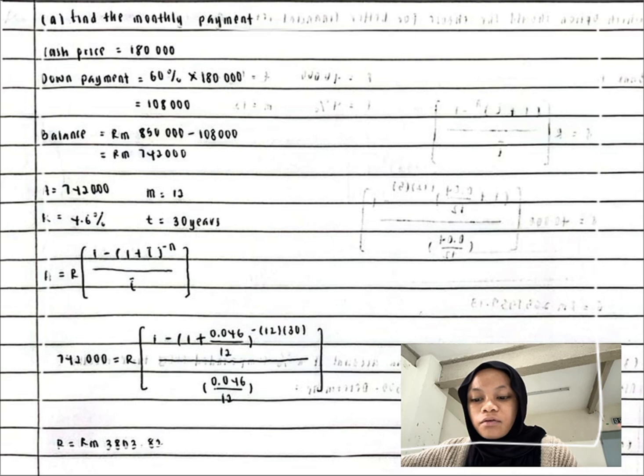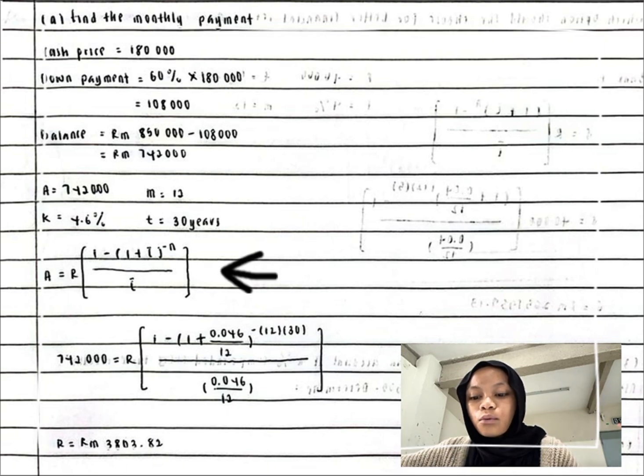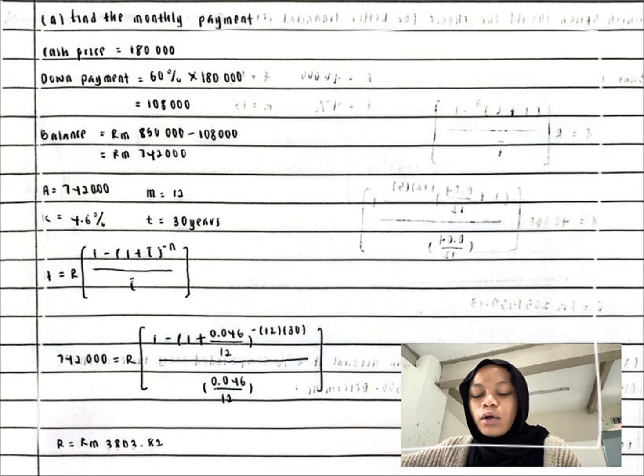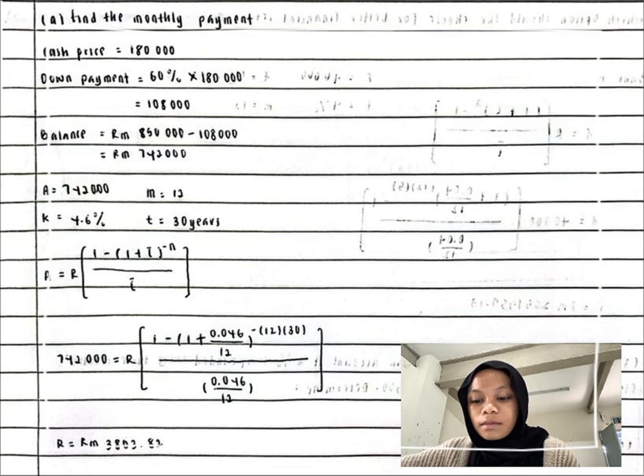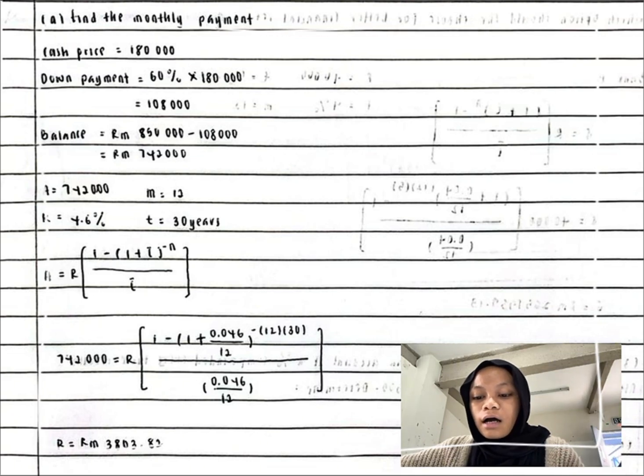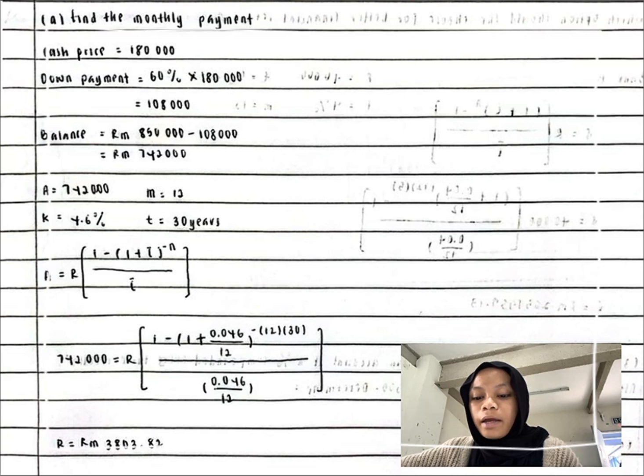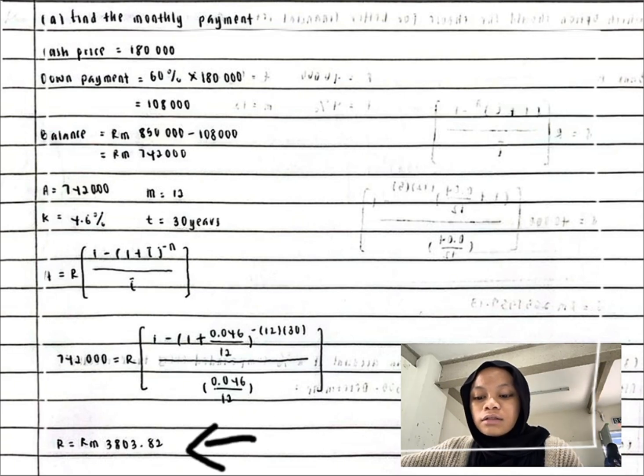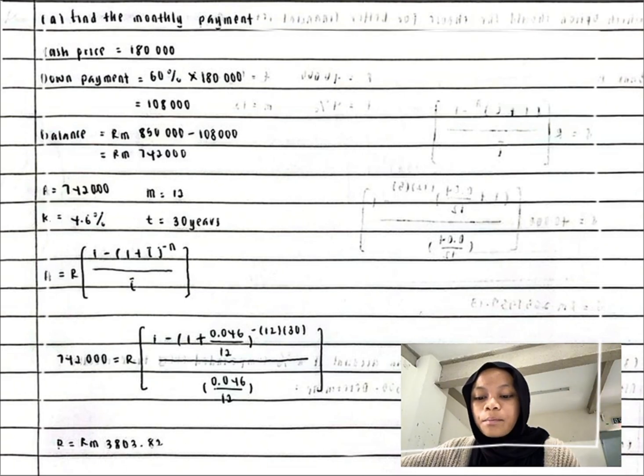We use the monthly loan payment formula: A equals R[1 minus (1 plus i) to the power of minus n] per i, where i is the monthly interest rate and n is the total number of payments, which is 360 months. After we calculate it, we found out that Amir must pay around 3,803 ringgit 82 cents per month.